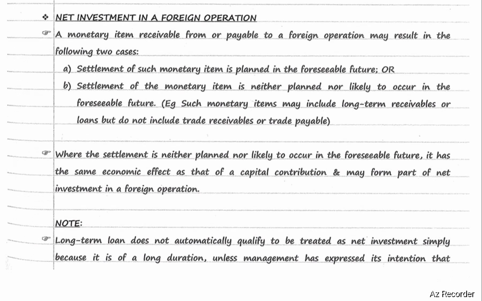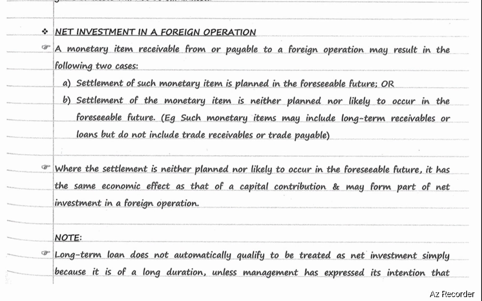A monetary item receivable from or payable to a foreign operation may result in the following two cases. Settlement of such monetary item is planned in the foreseeable future, or settlement of the monetary item is neither planned nor likely to occur in the foreseeable future. For example, such monetary items may include long-term receivables or loans, but does not include trade receivables or trade payables, where the settlement is neither planned nor likely to occur in the foreseeable future. It has the same economic effect as that of the capital contribution and may form part of net investment in a foreign operation.